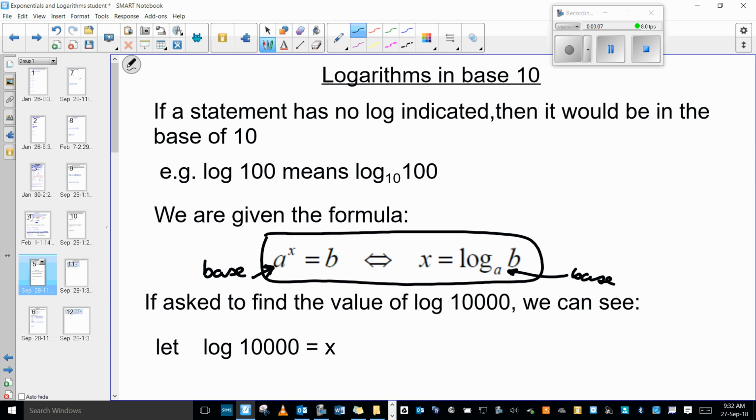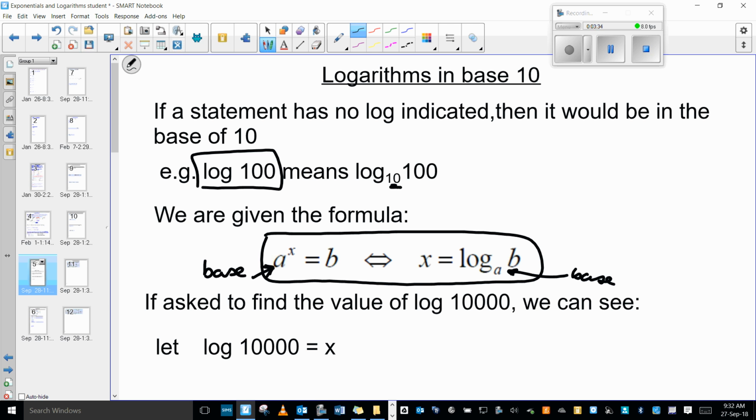Now, why am I going on about that? Well, sometimes you will see something that just looks like this, just says log 100. And in order to establish what these values are, we need to know what the base is. So if there is no number written there, we know that it is secretly 10. If there is no base written, we know that it must be log base 10.